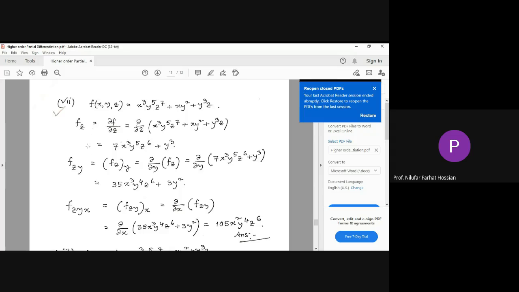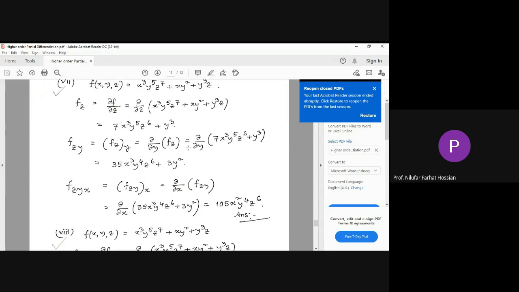Okay, for the next one, it will be with respect to y. Perform the partial differentiation of this fz with respect to y. That means del y of fz. So del y of this whole thing. Both the terms contain y. So for the first term, 7x cube z to the power 6 are constant factors, and for y to the power 5, you will get 5y to the power 4. So 35 x cube y to the power 4 into z to the power 6. And for this y cube, it will be 3y squared because the differentiation is with respect to y.